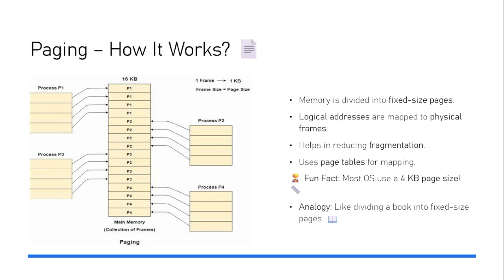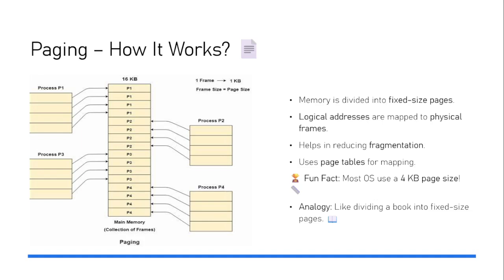Here's how paging works step by step. The OS divides the program into equal sized pages. The RAM is divided into frames of the same size. A page table maps each logical page to a physical frame in RAM. When a program needs data, the OS looks up the page table and retrieves it. This ensures efficient memory use and avoids fragmentation.